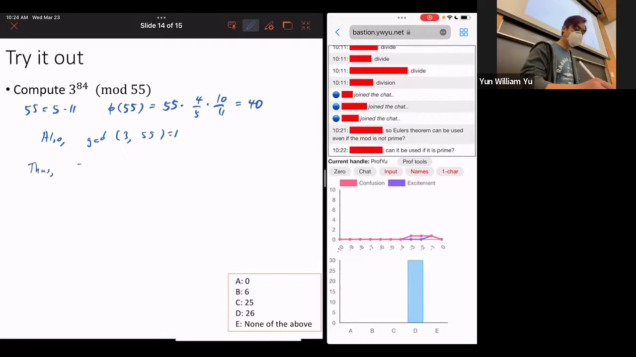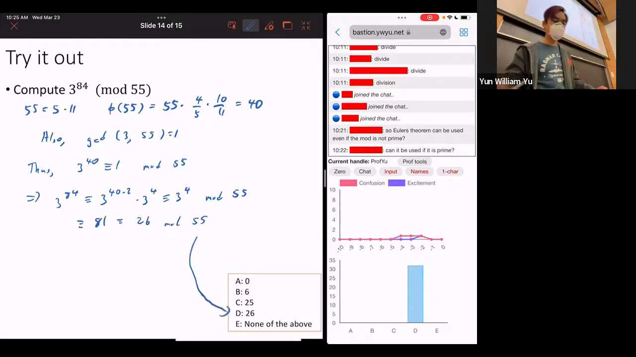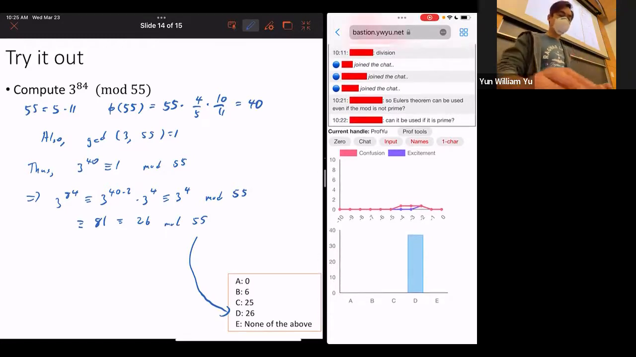Thus, we know that 3 to the 40 is congruent to 1 mod 55, which implies that 3 to the 84 is congruent to 3 to the 40 times 2 times 3 to the 4, which is congruent to 3 to the 4 mod 55, which is congruent to 81, which is congruent to 26 mod 55, which is B. Okay, so once you have Euler's theorem, you can apply it in the exact same way wherever you would have used Fermat's theorem, assuming that all of the conditions are met.